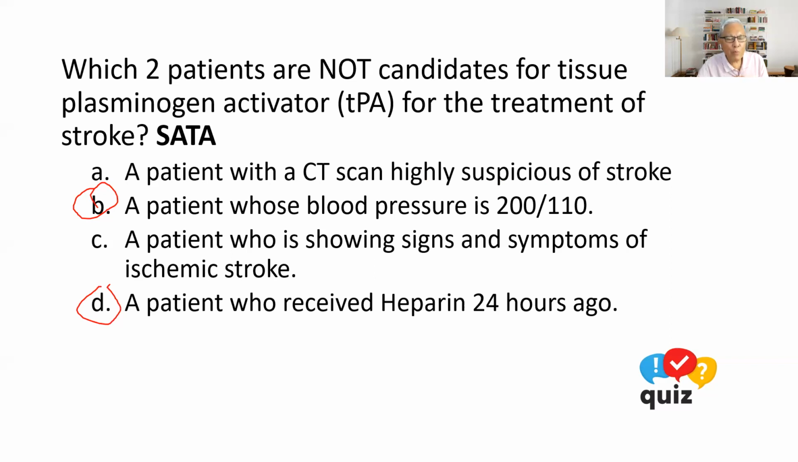Okay, so the correct responses are letter B and letter D. Patients who are experiencing signs and symptoms of a hemorrhagic stroke, or who have a blood pressure above 185, or have received anticoagulants like heparin or Coumadin, for example, are not candidates for TPA. All right. And of course, TPA is only given for ischemic stroke.